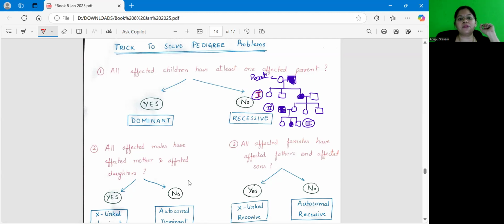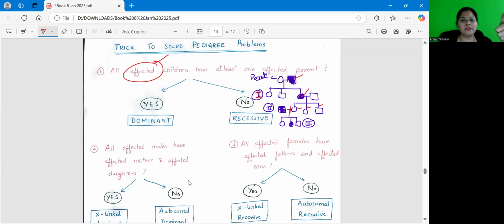Now, first generation children I'm seeing here. Is any child affected? Yes, this child is affected. Is the parent affected? Yes, one of the parents is affected. So the answer is yes for the first generation. Let me check the second generation. In the second generation, if you see it carefully, none of the children is affected. This is the third person, isn't it? He is marrying her. But if you look at the children here, none of the children is affected, though their parent is affected. Now this is not applicable because you have to check only for the affected children. So this is not applicable.